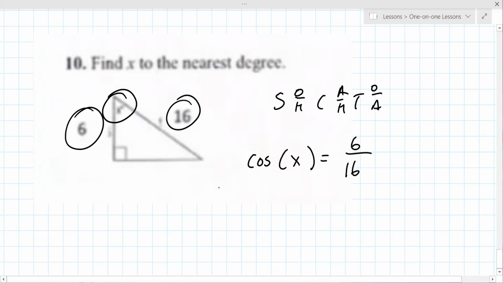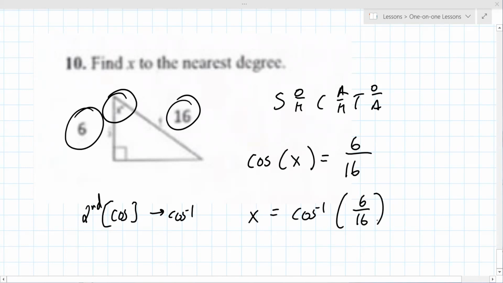So you might think, well, how do I do this? Well, above cosine there's a second function: cosine inverse. That's how you undo cosine of x. So x is the cosine inverse of 6/16. You're going to hit second cosine, and if you do that with 6/16, you want to verify that you get this. It's 67.98 degrees. Okay, that's what I got. Great.